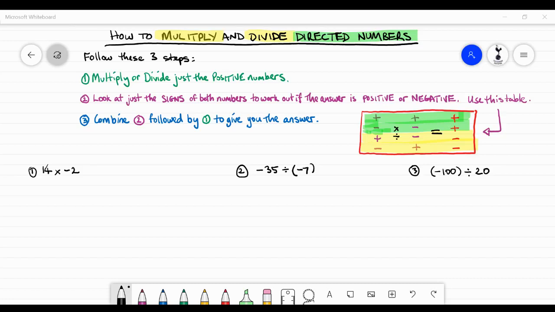Okay, a short video to just demonstrate how to multiply and divide directed numbers, in other words, positive and negative numbers. And this is a bit of a long procedure, but it's what you need to think about when doing this if you ever get a little bit confused, and that can happen.